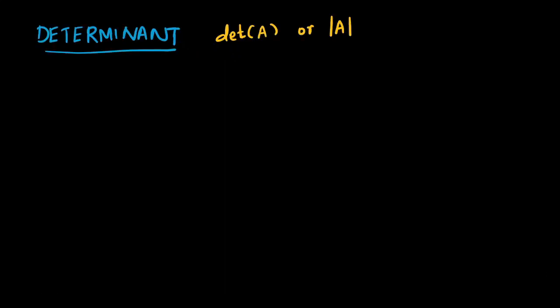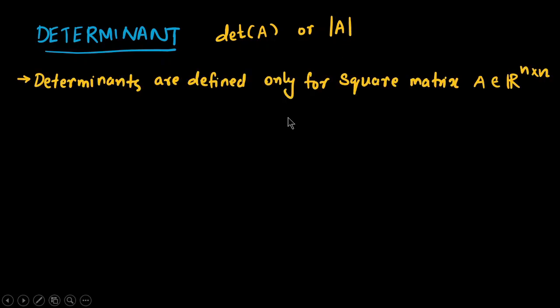So the first thing we need to understand is the determinant of a matrix. We represent it as det of A, or we can represent it using an operator, this pipe symbol. The determinants are defined only for square matrices. That is very important. We can find the determinant only for square matrices.